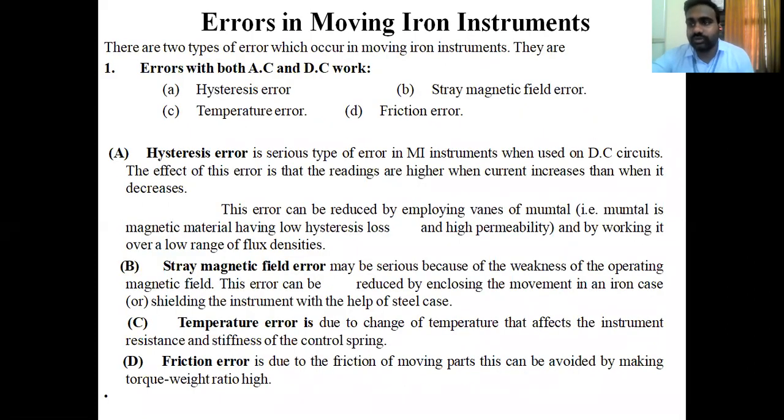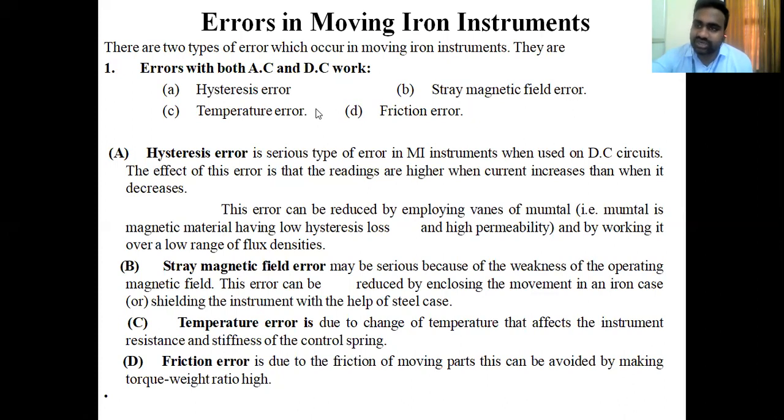Next we will see what errors are present in moving iron instruments. There are two types of errors: errors when the instrument is used on AC work and on DC work. The errors present with AC are hysteresis error, stray magnetic field error, temperature error, and friction error with respect to the jewel bearings.